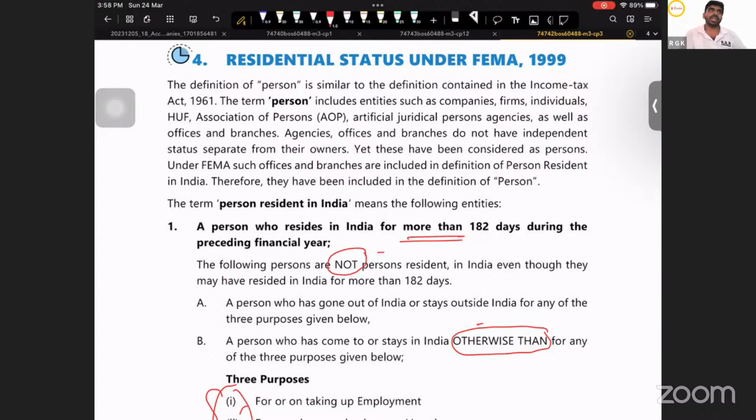However, when a person has come to India or stays in India, we will ask about three purposes. If he has come to India or stays in India for the purpose of employment, for the purpose of business or vocation, or for some other purpose but the period of stay is uncertain, he will be classified as person resident in India. And if he has come to India for any other purpose, he will be classified as person resident outside India.